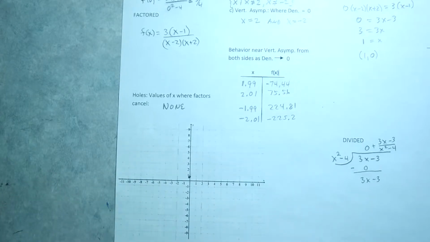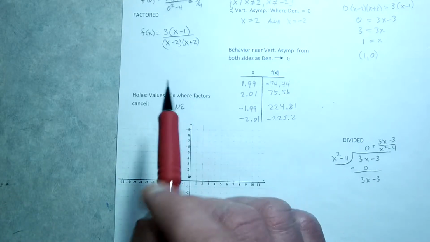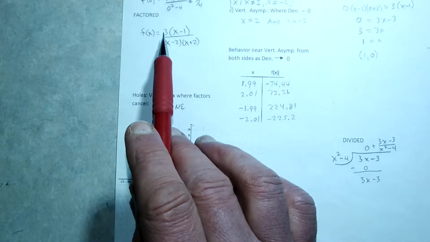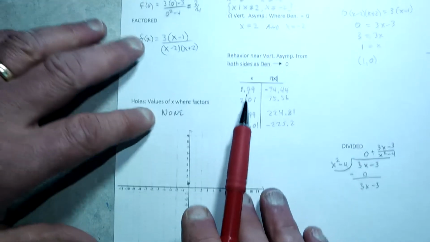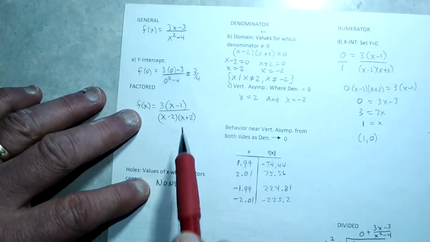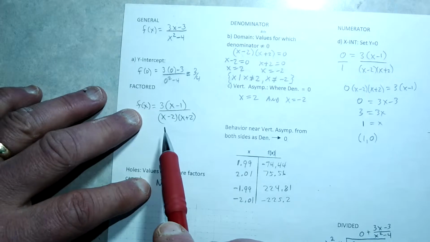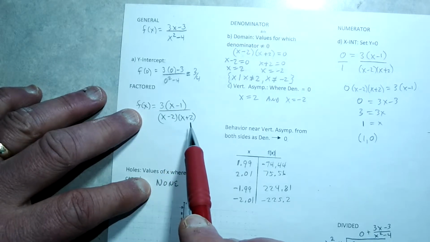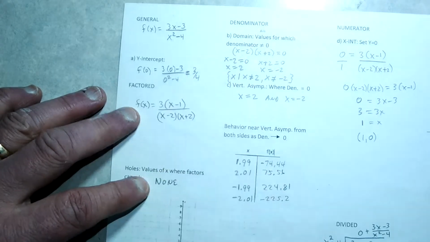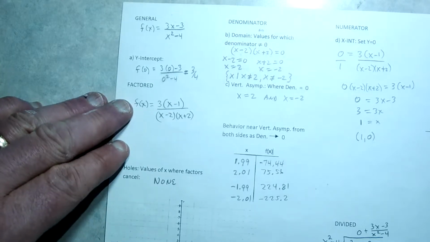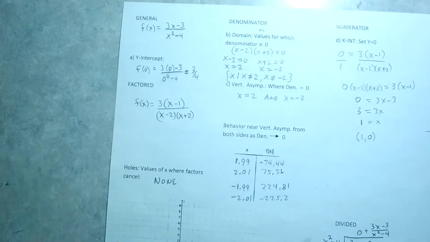Okay, then we factor, and the best we could do on the top is factor out a GCF of 3, and on the bottom it factored into the difference of two squares, because it was originally x squared minus 4, and now I have x minus 2 times x plus 2. That's the factorization of that. Now we're going to use the factored form to find some specific things. Number one, the domain.